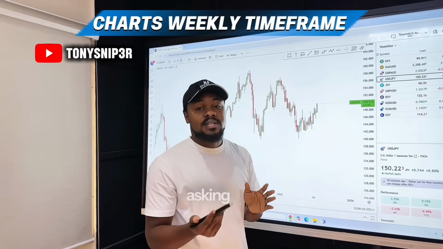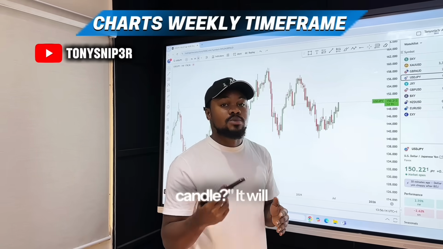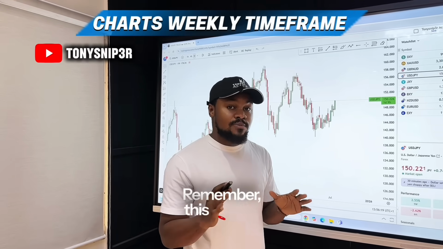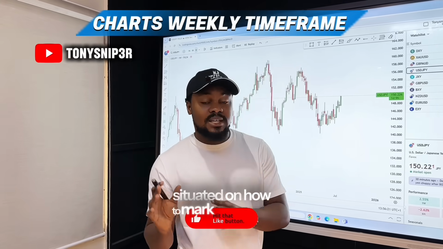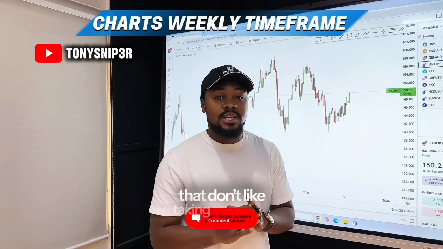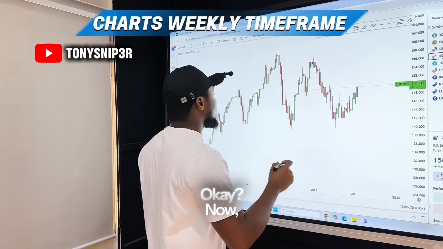I know most of you have been asking me what happens if we see 3 red candles, what happens if we see 2 red candles. It will determine where the trend of the market is and where you should focus on. Remember, this video is situated on how to mark key levels on lower time frame. This is actually for those of you that don't like taking huge risks or you don't like holding trades for a longer period, okay? Now, let's move into the board.